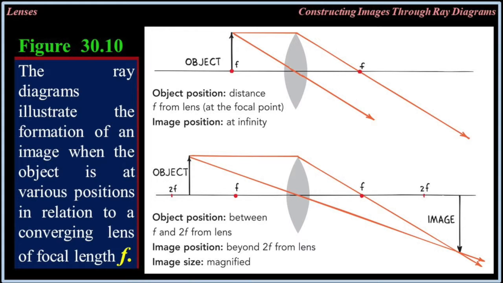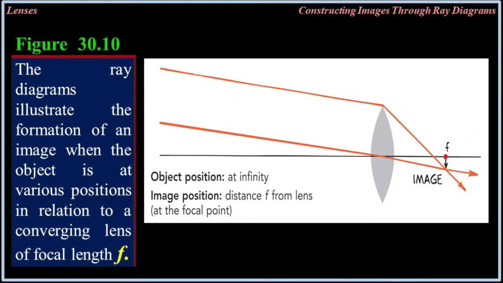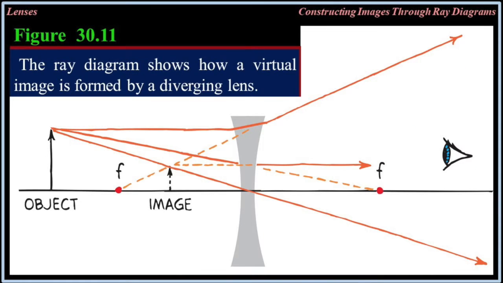The ray diagrams in figure 30.10 show image formation by a converging lens as an object initially at the focal point is moved away from the lens along the principal axis. Since the object is not located between the focal point and the lens, all the images that are formed are real and inverted. As illustrated in figure 30.11, the method of drawing ray diagrams applies also to diverging lenses.